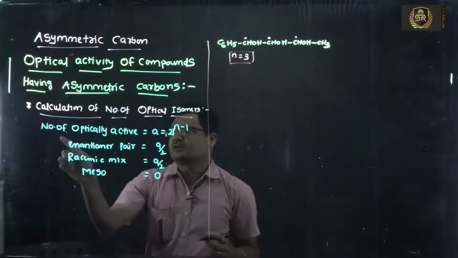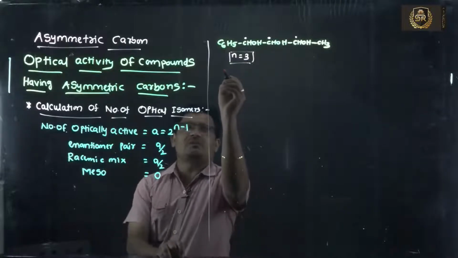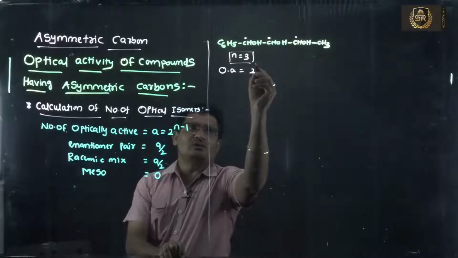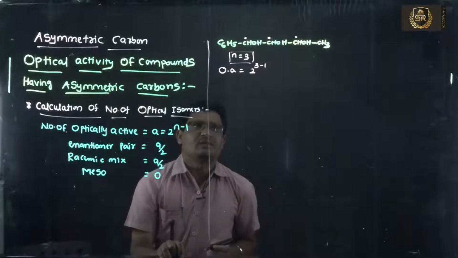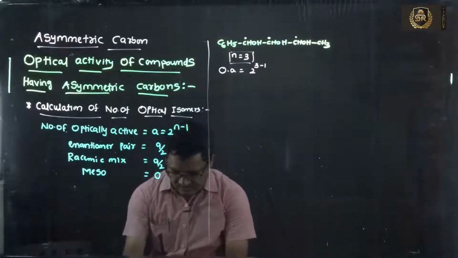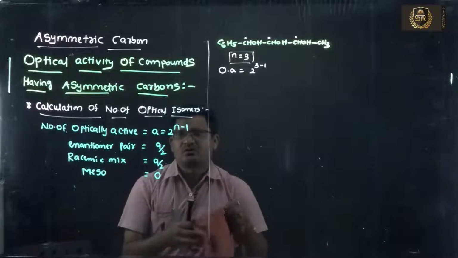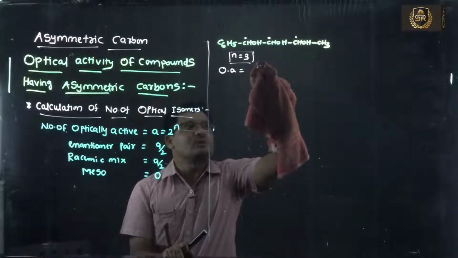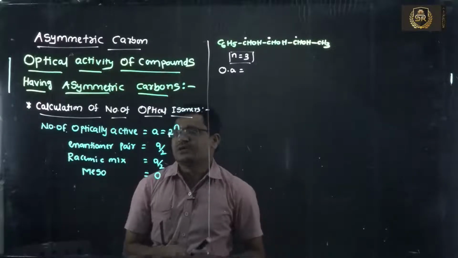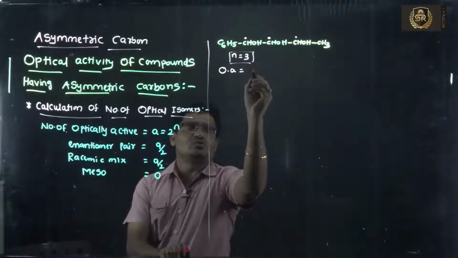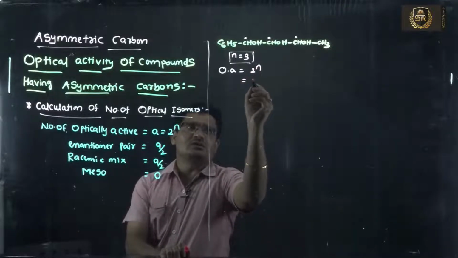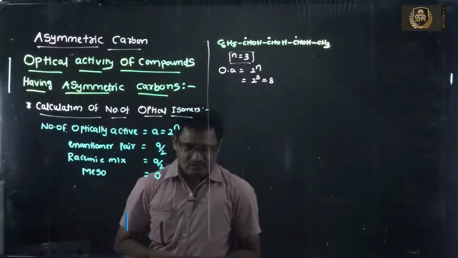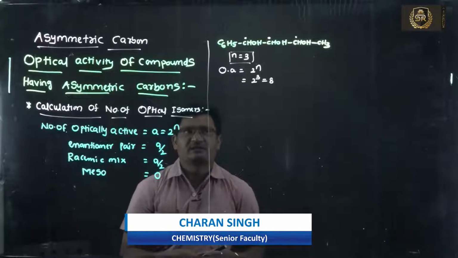So n equals 3 means the number of optically active forms, I am writing optically active as OA. OA equals 2 power n, simply. The number of optically active compounds is 2 power n. So n equals 3 means 2 power 3, so the number of optically active forms is 8. After that, enantiomer pair.